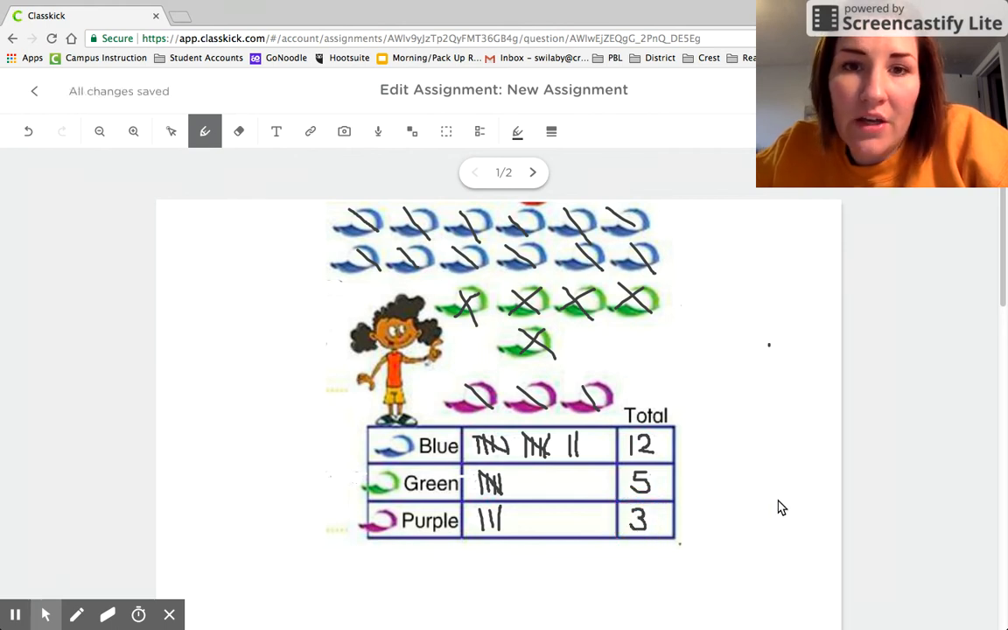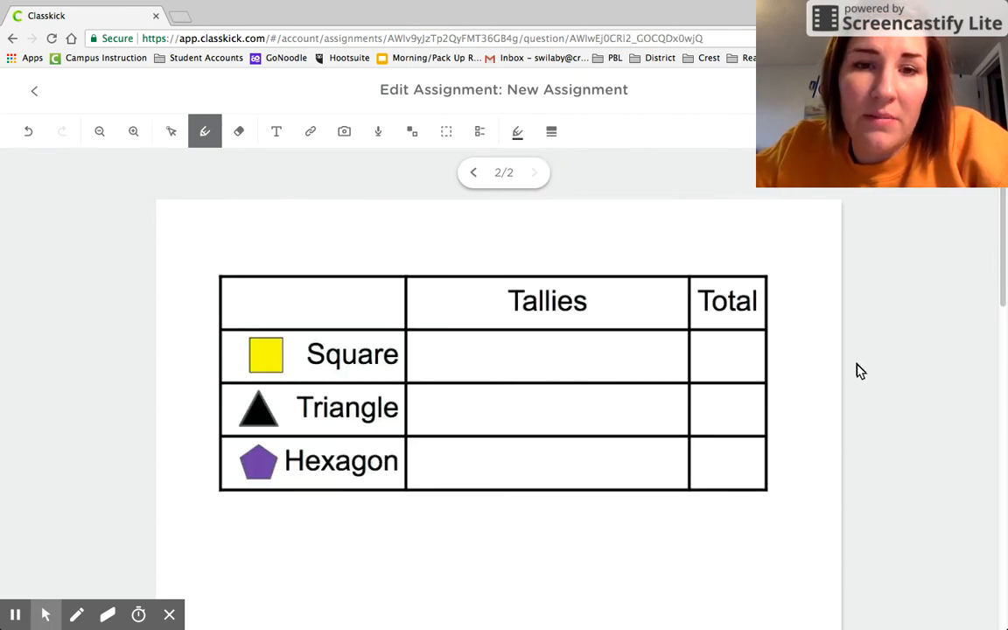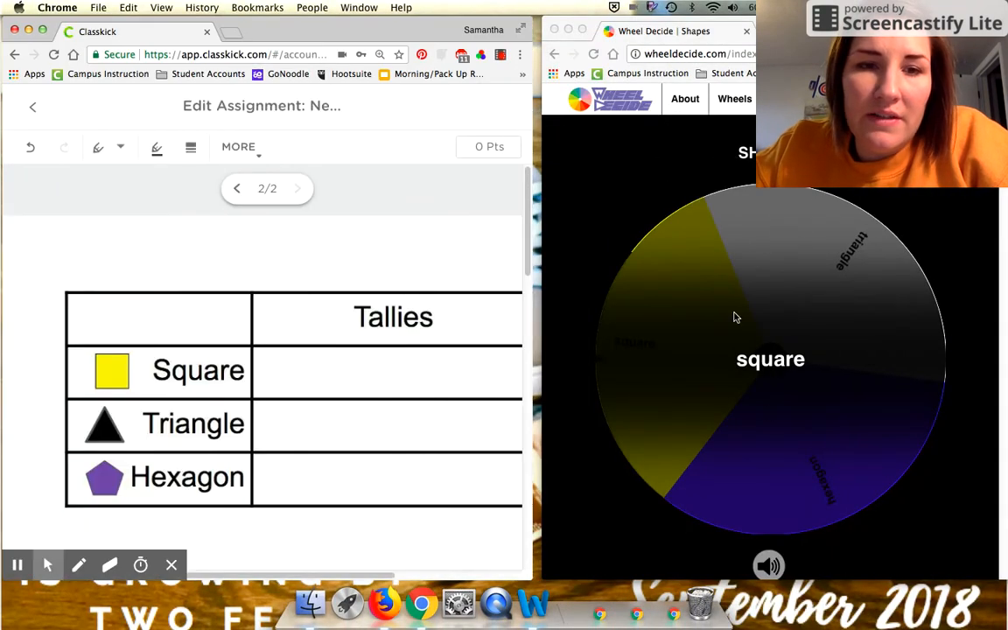We'll look at another video later where we'll analyze this data and we'll make it into a graph. But for right now, we're just going to stick with getting the hang of doing tally charts. So let's look at one more example, because sometimes there's not always going to be a picture for you. You might be collecting information either by asking people things or by doing something else. And so this next example, what we're going to do is we're going to spin a wheel.